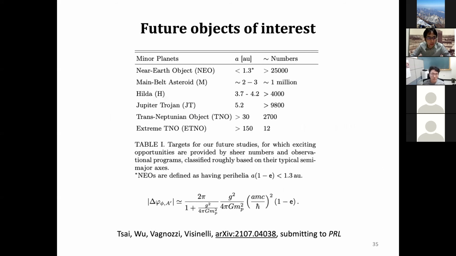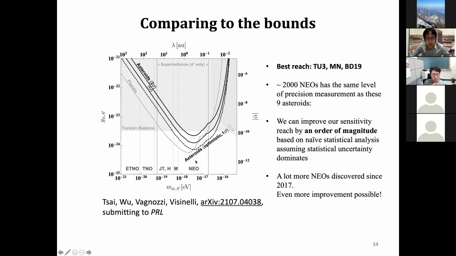So that's why this is important. This a is the semi-major axis. When you consider near-Earth objects, a(1-e) smaller than 1.3 corresponds to this regime, and that's why this regime is best for NEOs. But if you want to study different masses, then you want to study main belt asteroids, Jupiter Trojans, Hildas, TNOs, and ETNOs. And if you want to study things here, it's also possible, but you need to study maybe other kinds of flying objects that I have not thought about too much, but it's possible.